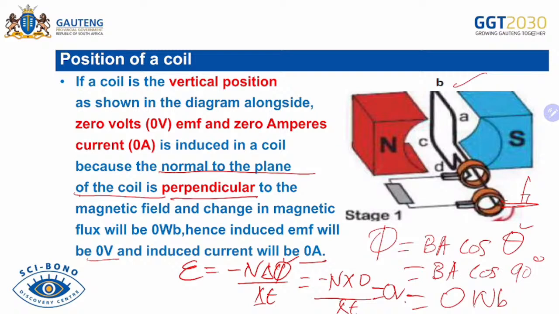Why is no EMF induced? It is because the normal to the plane is perpendicular to the magnetic field. So if it is perpendicular to the magnetic field, then the change in magnetic flux will be 0 Weber. And if the change in the magnetic flux is 0, what about the EMF induced in that coil? It will be 0. So let's move to the next one.